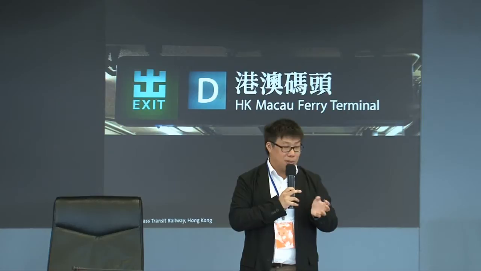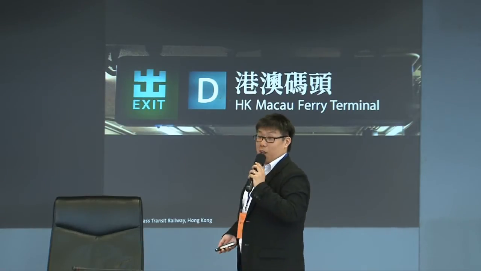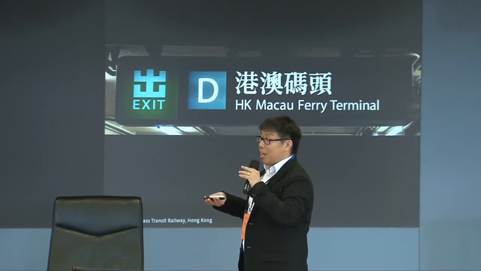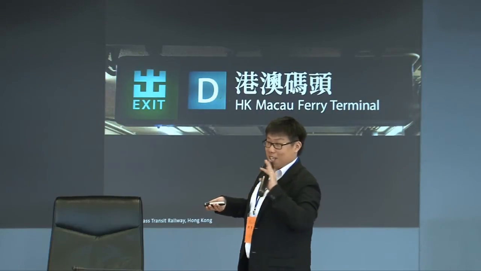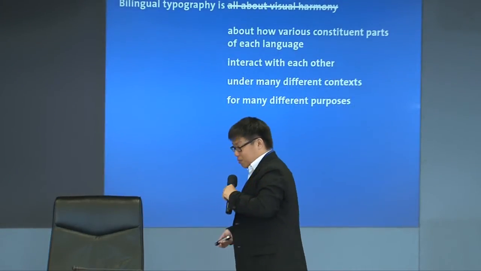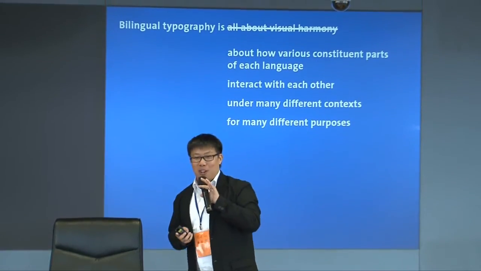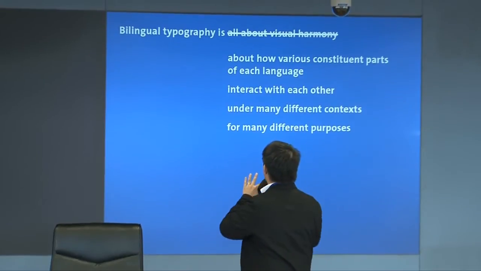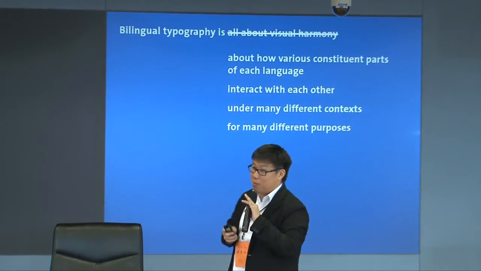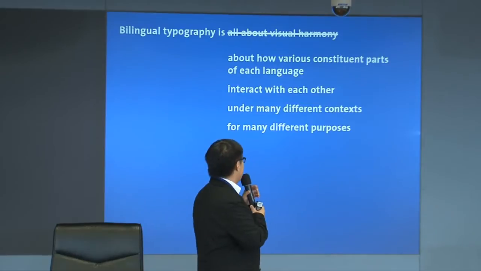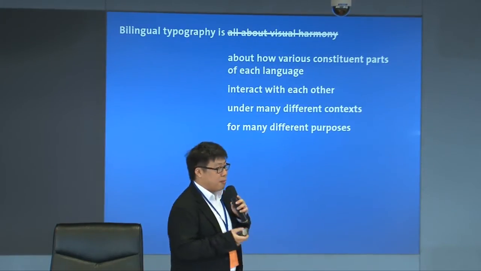I think this is a really great example of how the two don't have to harmonize at all, but respect each other's conventions and properties. I think this is a very classic example that works quite well, because the two languages are distinct. There's no mistake about that. So my proposition: bilingual typography is not just about visual harmony, although partly it is. It's about how various constituent parts of the language interact with each other under different contexts and for different purposes.